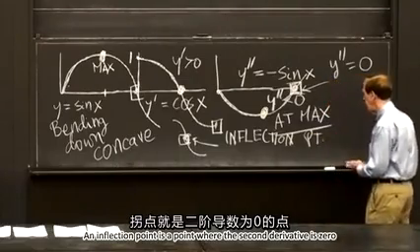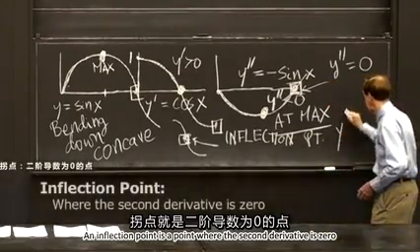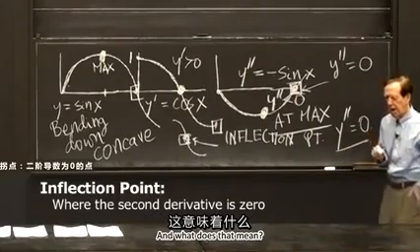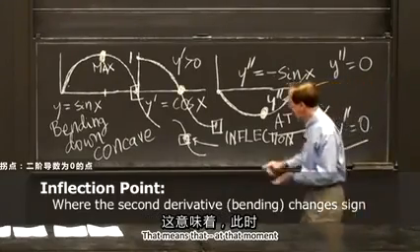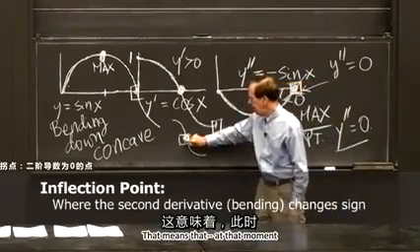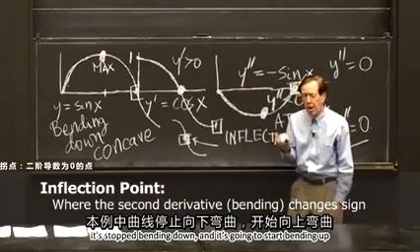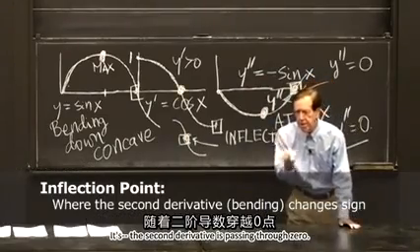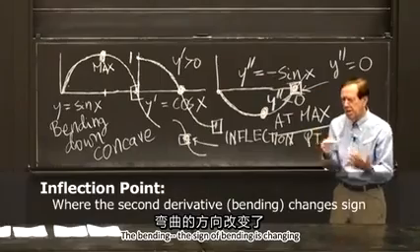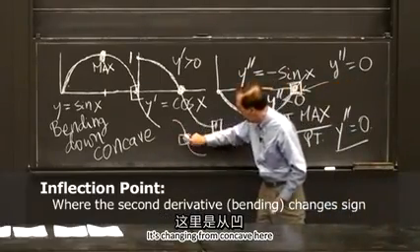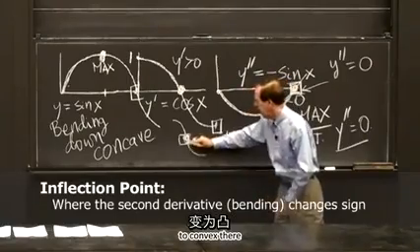An inflection point is a point where the second derivative is 0. And what does that mean? That means it's at that moment it stopped bending down and it's going to start bending up. The second derivative is passing through 0. The sign of bending is changing. It's changing from concave here to convex there.